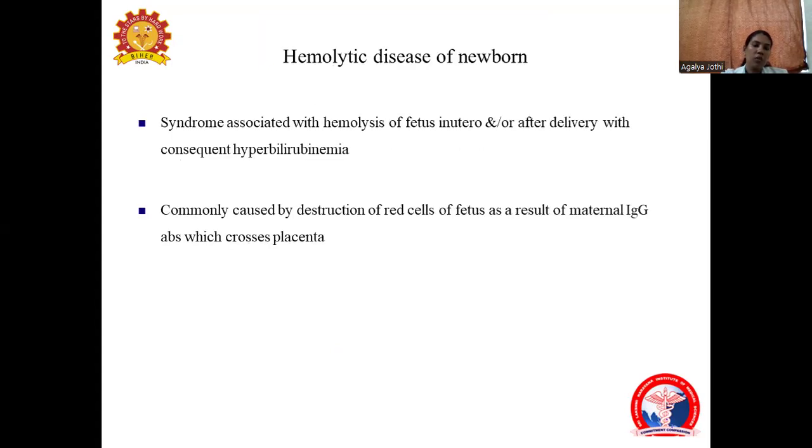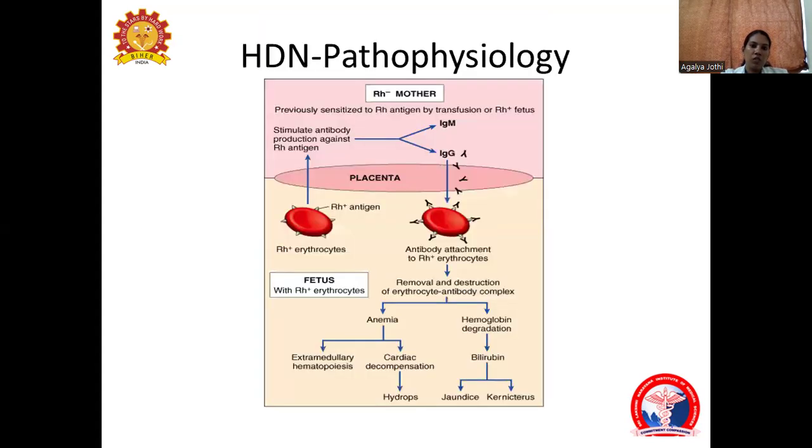And the last topic is about hemolytic disease of the newborn. An RH negative mother sensitized to RH antigen by transfusion or an RH positive fetus produces antibodies against the RH antigen. The IgG type antibody attaches to RH positive cells. This leads to erythrocyte destruction. Finally it leads to anemia, cardiac compensation, hydrops fetalis, and then hemoglobin degradation leads to bilirubin, jaundice and kernicterus.